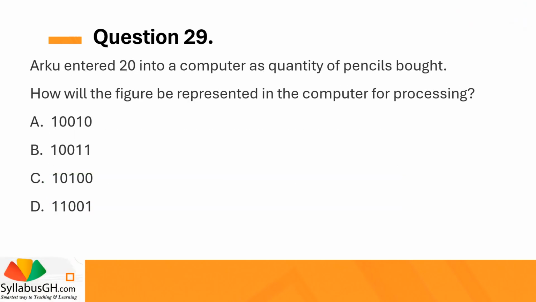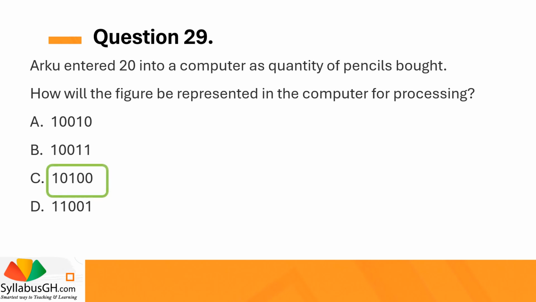Question 29. Aku entered 20 into a computer as quantity of pencils bought. How will the figure be represented in the computer for processing? A. 10010, B. 10011, C. 10100, D. 11001. Correct answer is C.